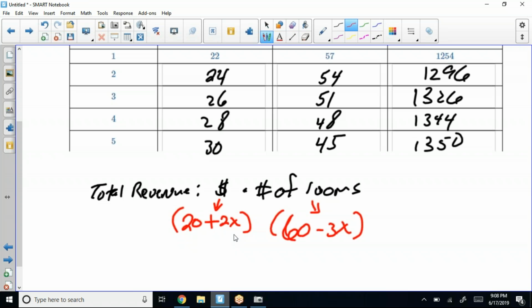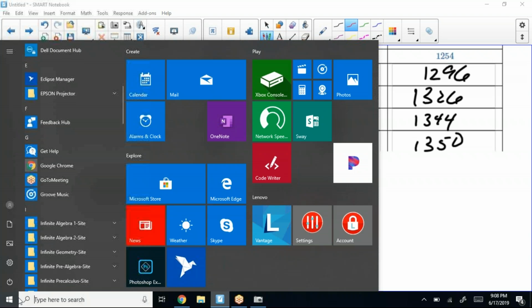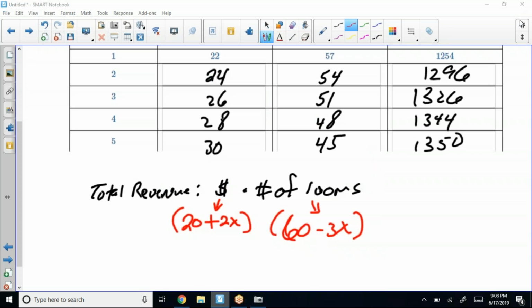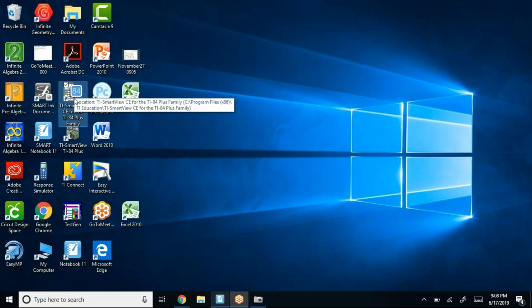And you're going to find out when you plug it into your calculator, and I don't think I got my calculator. I don't have a calculator. Let's see.